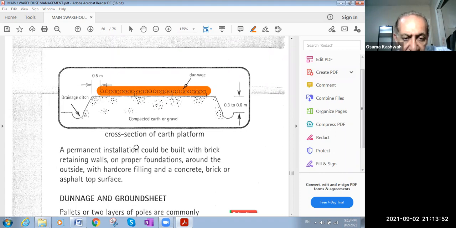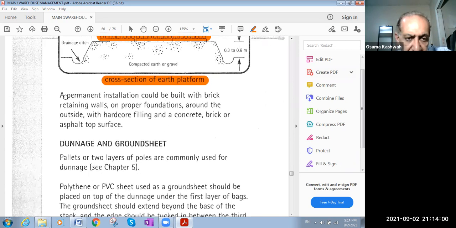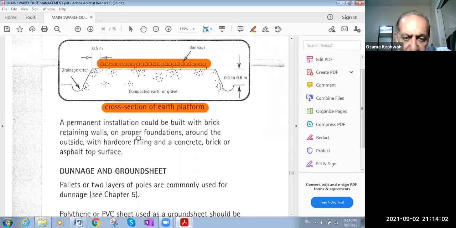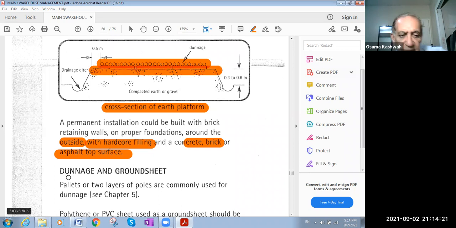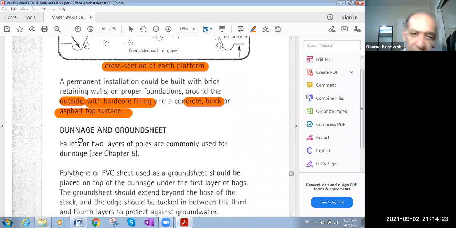Okay, cross section of earth platform. So this shows the earth platform and how you design this platform. A permanent installation could be built with brick retaining walls and proper foundations around the outside. Of course, using bricks is better, with hardcore filling and concrete brick or asphalt top surface. So here will be asphalt in this area. And that's fine. The asphalt is fine because the water will pass over it. It won't accumulate and get stuck there.